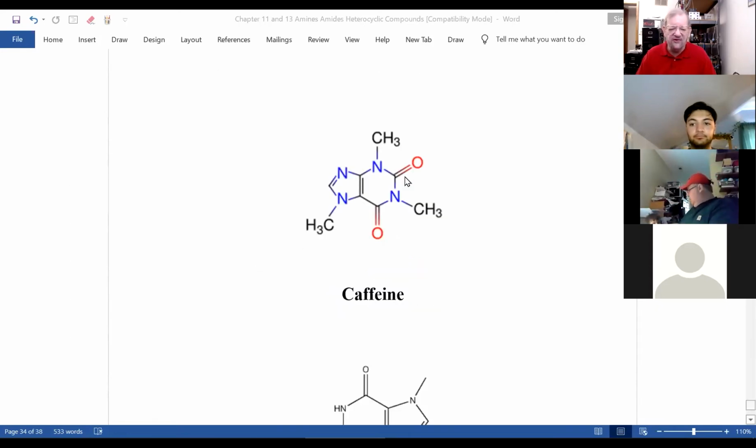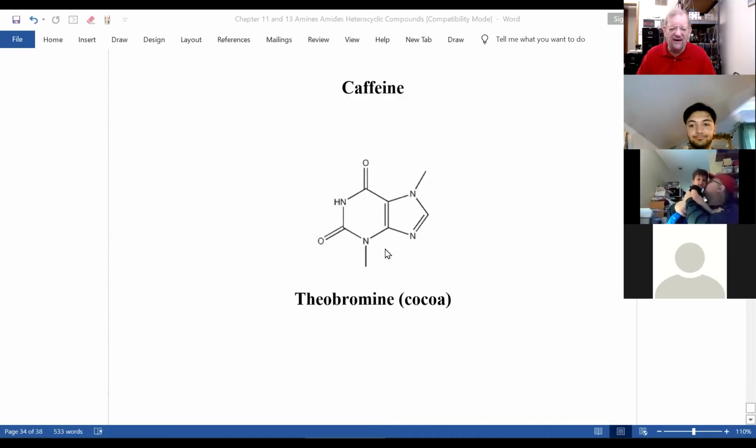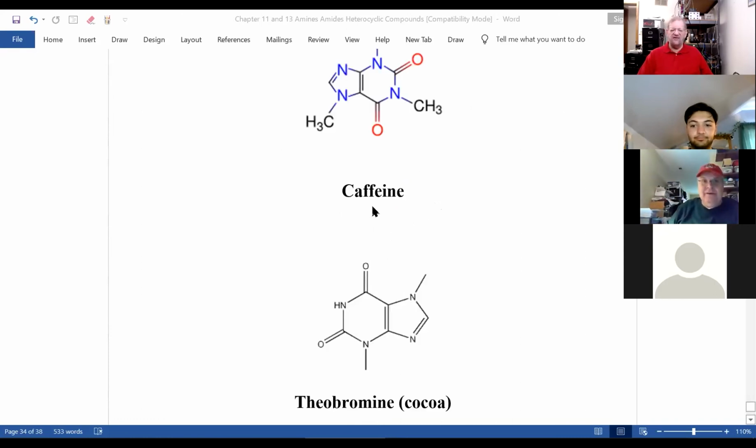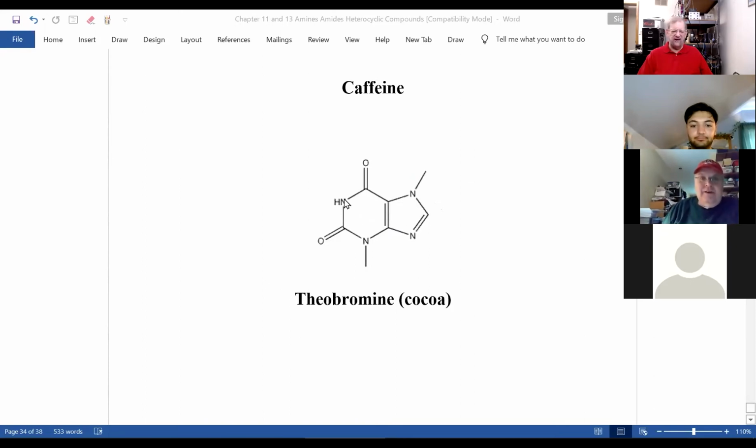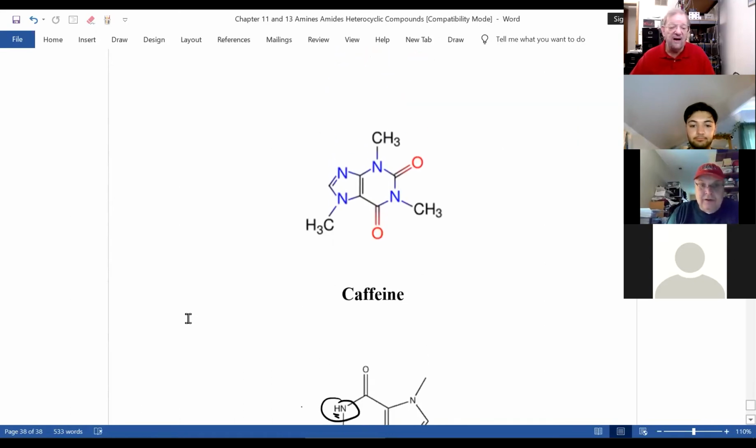Now, this is caffeine. And right here, this is theobromine. The only difference between caffeine and theobromine, this is rotated 180 degrees, is that this nitrogen right here has a hydrogen in theobromine, cocoa, whereas in caffeine, that hydrogen is a methyl group.